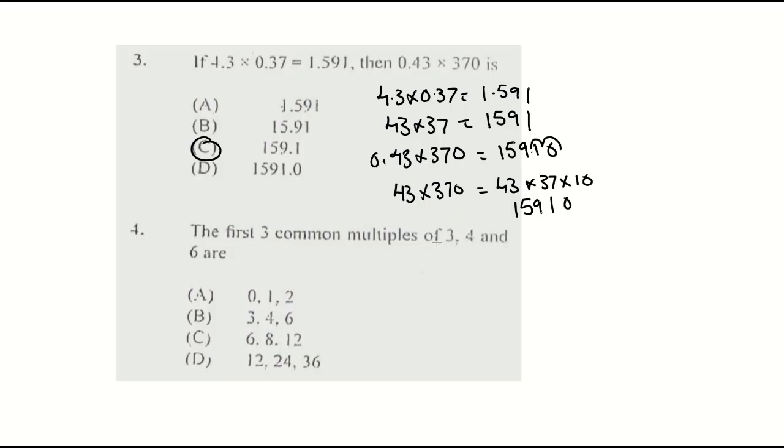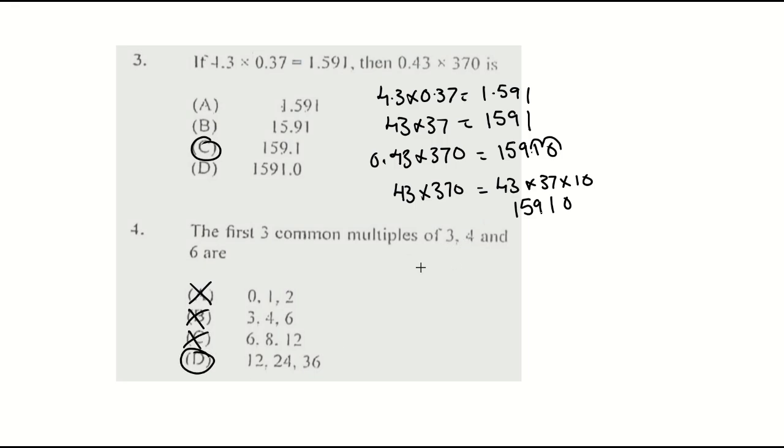The first three common multiples of 3, 4, and 6. Common multiples mean numbers that go into each number, right? So 3 could go into 3, yes, but can 3 go into 4? No. Let's look at this. Could 3 go into 6? Yes. Could 3 go into 8? No. So from process of elimination, the answer is D.